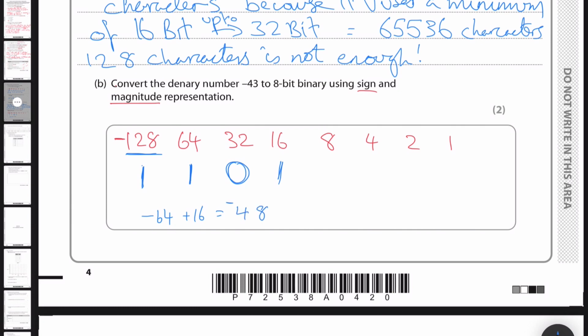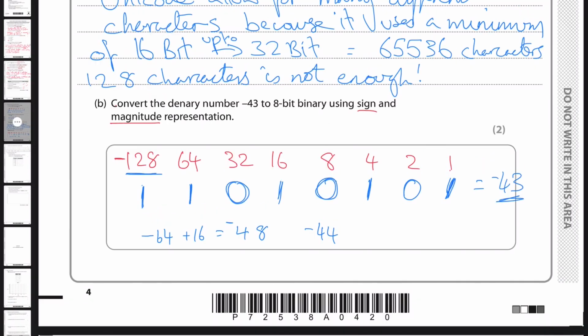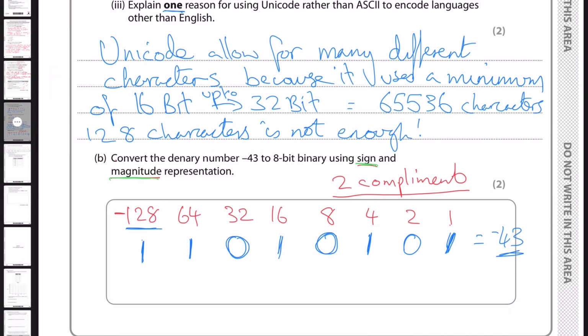So I'm not going to add 8 to it, but I'm going to add 4 to it to give me minus 44. I'm not going to add 2 to it, but if I add 1 to it, I will end up with minus 43. But this method is using 2's complement, but we don't want it in 2's complement. We need it in sign and magnitude representation.